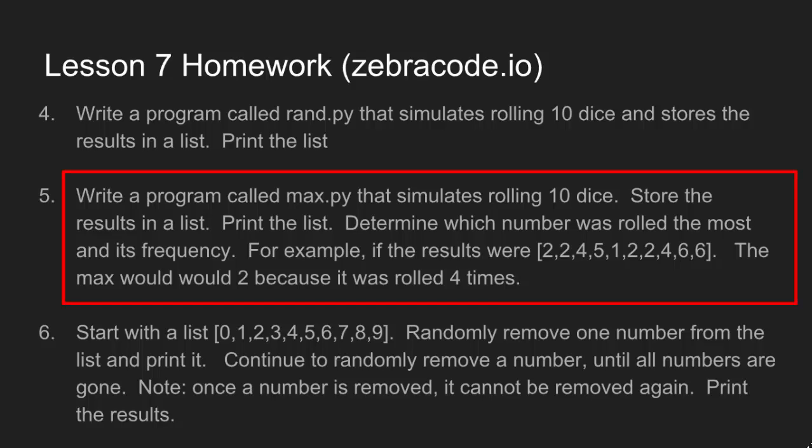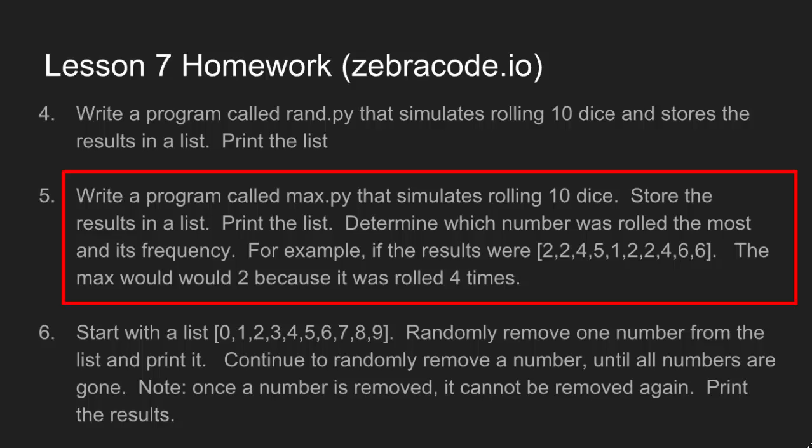Write a program called max.py that simulates rolling 10 dice. Store the results in a list. Print the list. Determine which number was rolled the most and its frequency. For example, if the results were 2, 2, 4, 5, 1, 2, 2, 4, 6, 6, the max would be 2 because it was rolled 4 times.